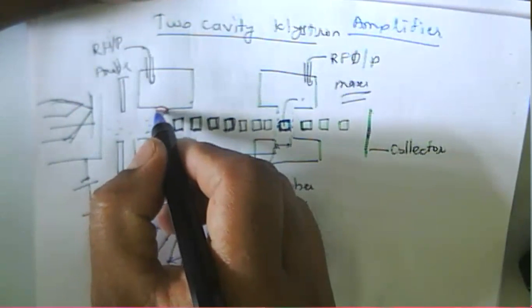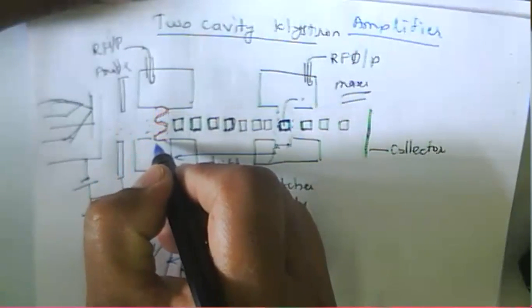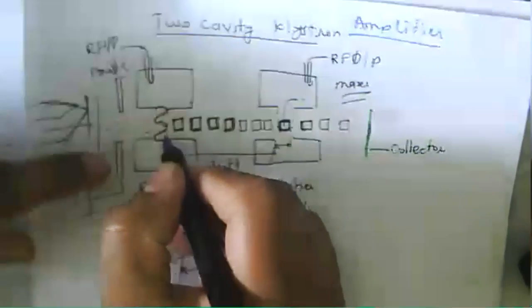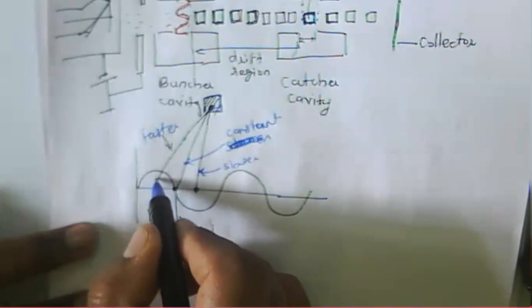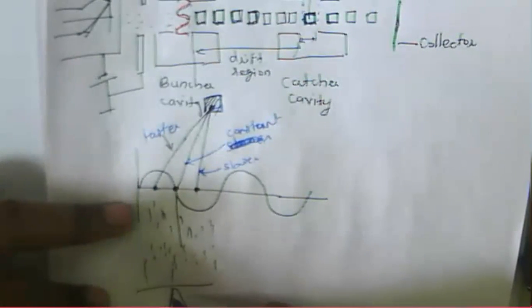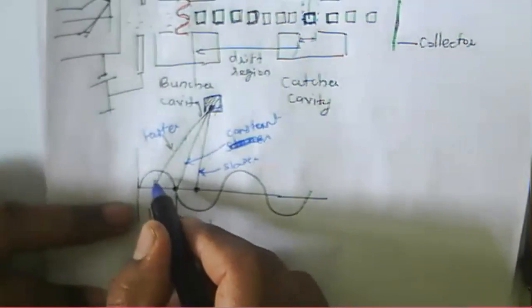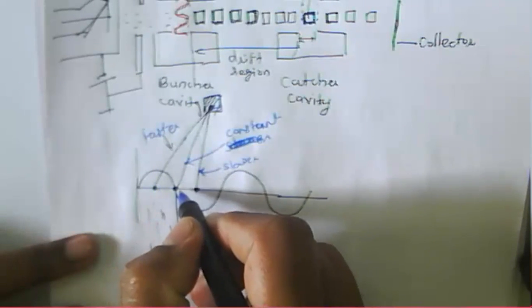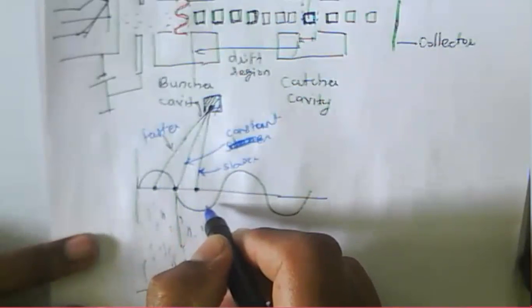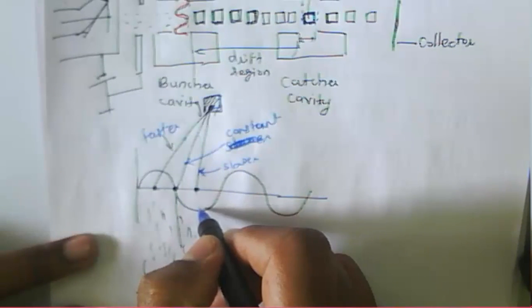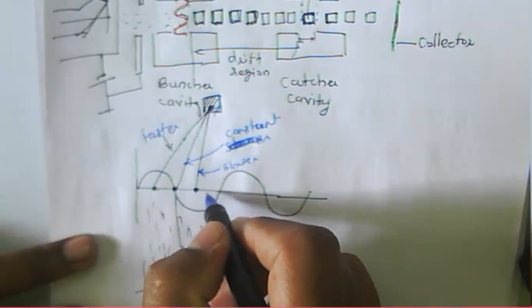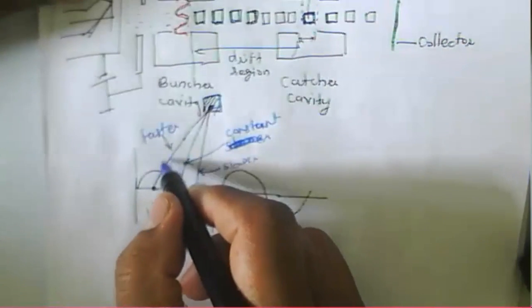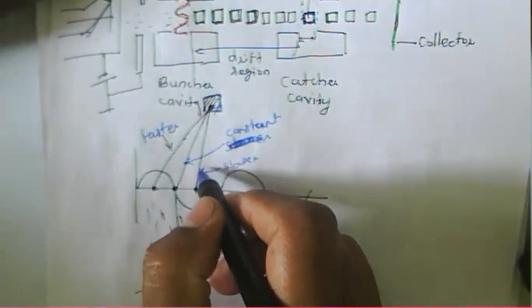Now when the RF signal is propagating through the cavity, because of the positive half of this RF signal, the electrons propagating from the cathode during the positive half cycle move faster, and those propagating during the negative half cycle move slower. Here it is accelerated, and here it is decelerated, or retarded.